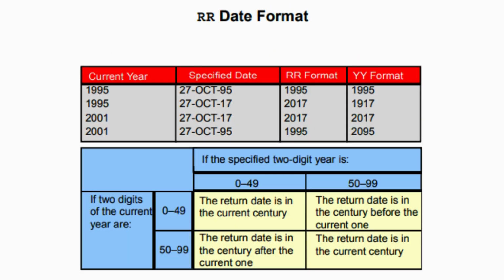The RR date format is similar to the YY element, but you can use it to specify different centuries. Use the RR date format element instead of YY so that the century of the return value varies according to the specified two-digit year and the last two digits of the current year. The table in the slide summarizes the behavior of the element.